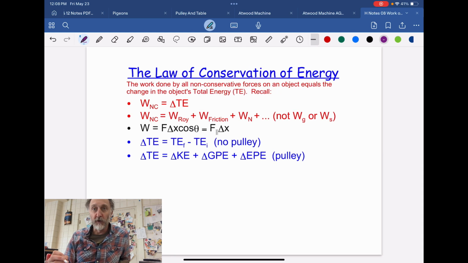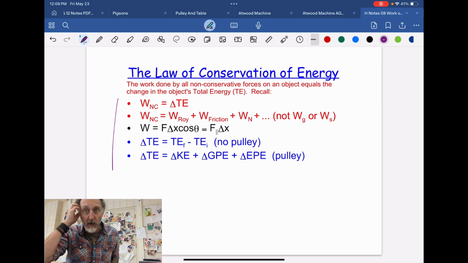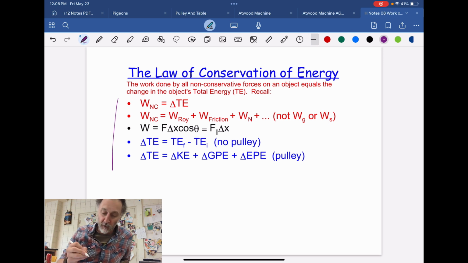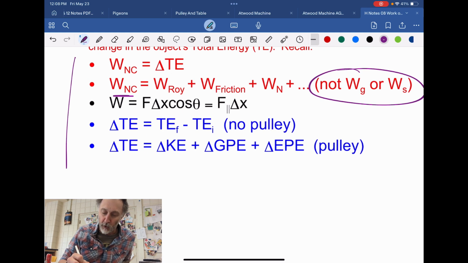All right, and so let's talk about work and energy and how we relate these two ideas. This slide here tells us all of the work energy equations that you need to be successful this unit. All right, so the first one is the one we just learned. The work of non-conservative forces is our change in total energy. Now, what do I mean by work of non-conservative forces? Well, that's the work of all of the forces other than gravity and springs. So the work of non-conservative forces is the work of Roy plus the work of friction plus the work of the normal force.